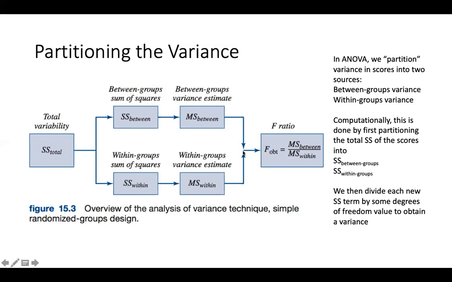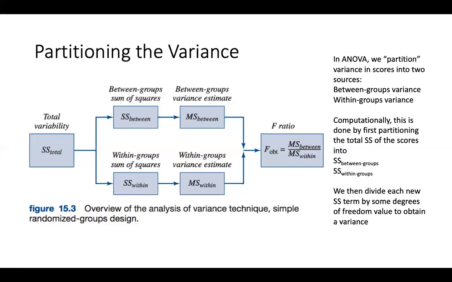And then at the end, this partition, the between groups partition, forms the numerator of our F ratio. The within groups partition forms the denominator of our F ratio. These are two numbers, two variances. We divide them and we get an F test.